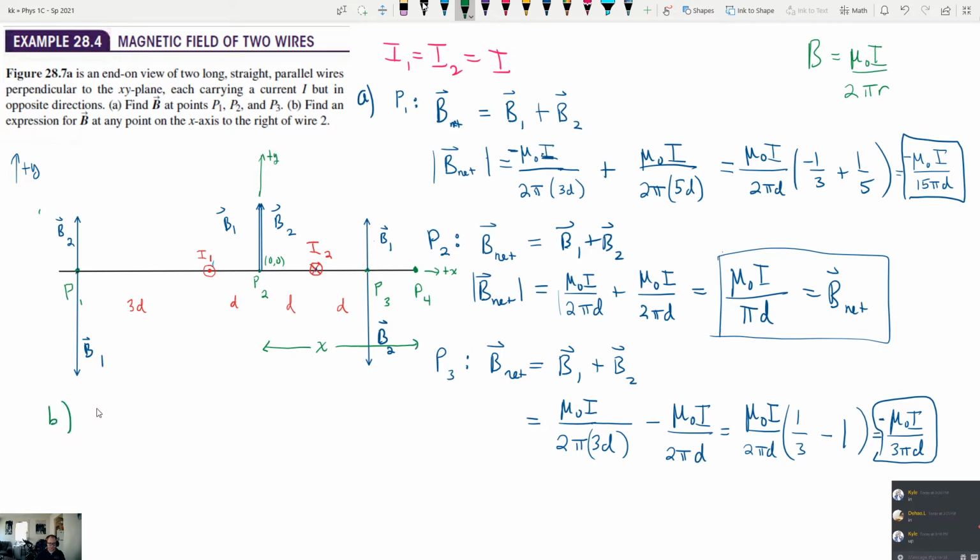In that case, we already kind of know the directions now, right? We know that B1 is now pointing this way, and B2 is still pointing this way. Let's get rid of the part that says P3 if I can.